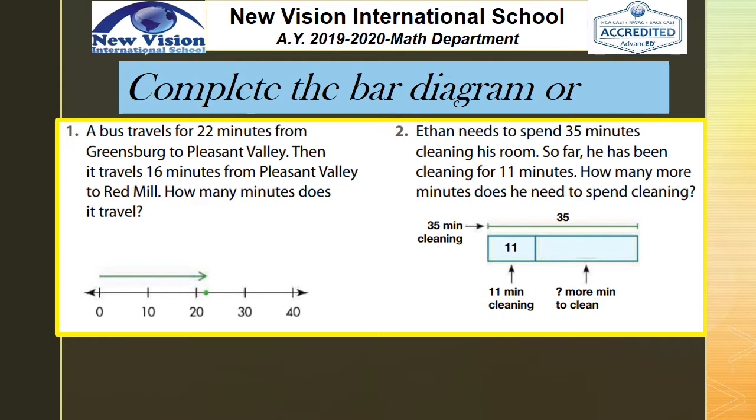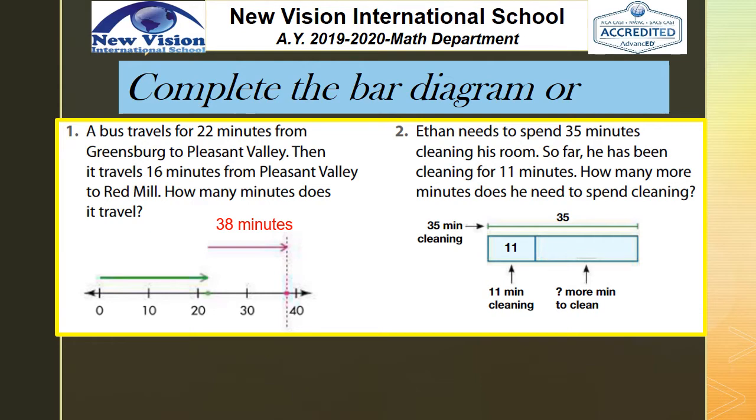Okay, we have complete the bar diagram or the number line. Number 1, a bus travels for 22 minutes from Greensburg to Pleasant Valley. Then it travels 16 minutes from Pleasant Valley to Red Mill. How many minutes does it travel? Okay, so you are given there different time intervals. So what should be the answer? It should be 38 minutes. Okay, so you are adding the 2 time intervals given, the 22 minutes plus the 16 minutes. And that's equal to 38 minutes.